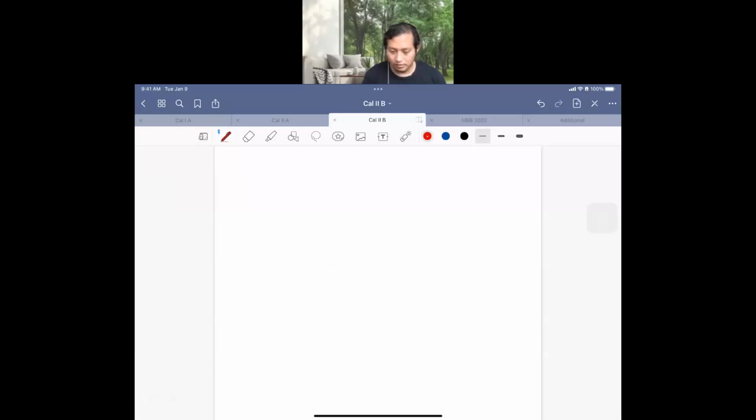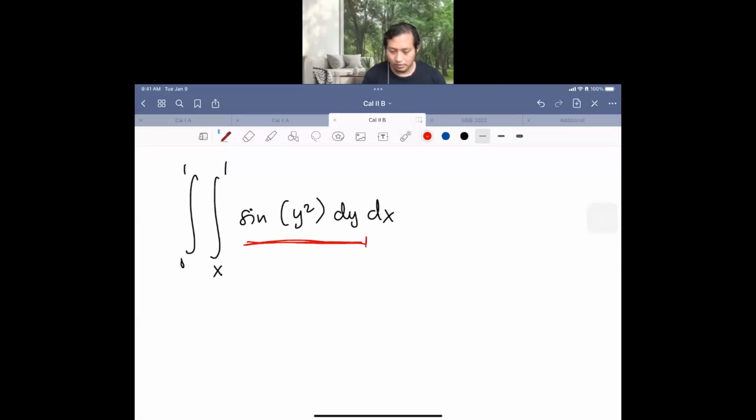Okay. Let's say we have the double integral from 0 to 1, from x to 1, of sine y squared dy dx. If we would like to evaluate this, imagine that we are using this first iterated integral with respect to dy. We integrate sine y squared. Can we integrate sine y squared dy?